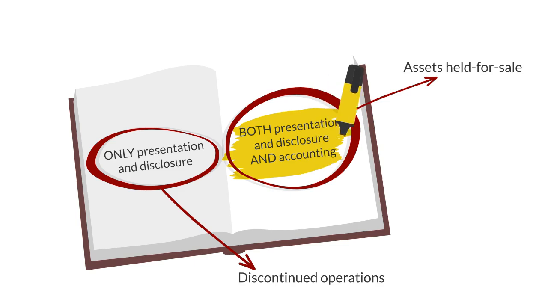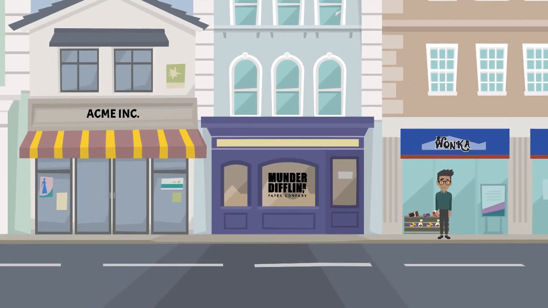In this course, we will explore the classification and measurement considerations of assets and liabilities held for sale. A second course will focus on discontinued operations. Ready to learn more? Join us as we journey through the accounting and reporting requirements of IFRS 5 for non-current assets held for sale.